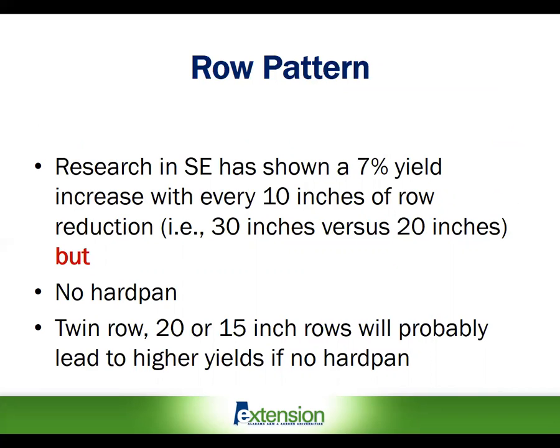I would also like to mention this assumes that there's no hard pan, and when you get to twin row, 20-inch and 15-inch row, you're probably going to see higher yields if you have no hard pan. I think when you go down to 15 inches, from what we've seen in research, that's about when your yield increases stop. So if you're comparing a 15-inch row to a 7.5-inch row, then I don't think you're going to see much yield difference between them. So you can drill your beans, but once you reach a 15-inch row, that's where you stop seeing your yield increases.